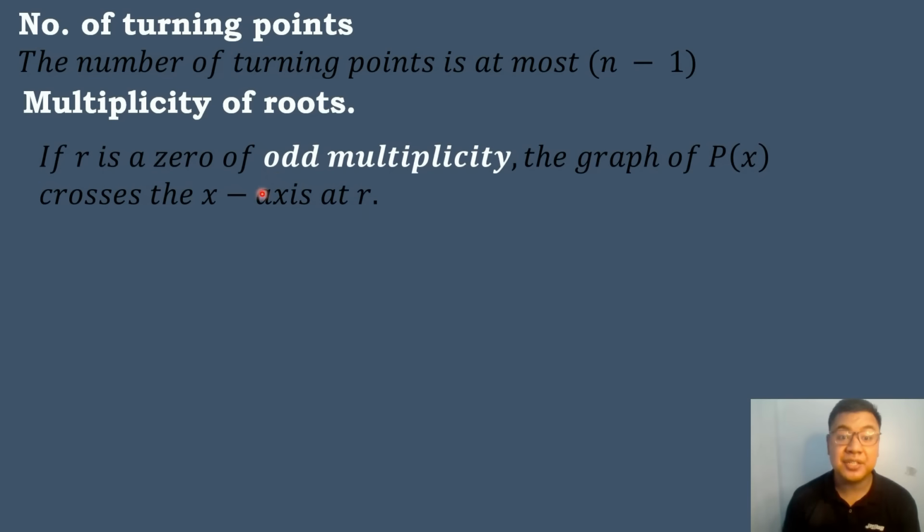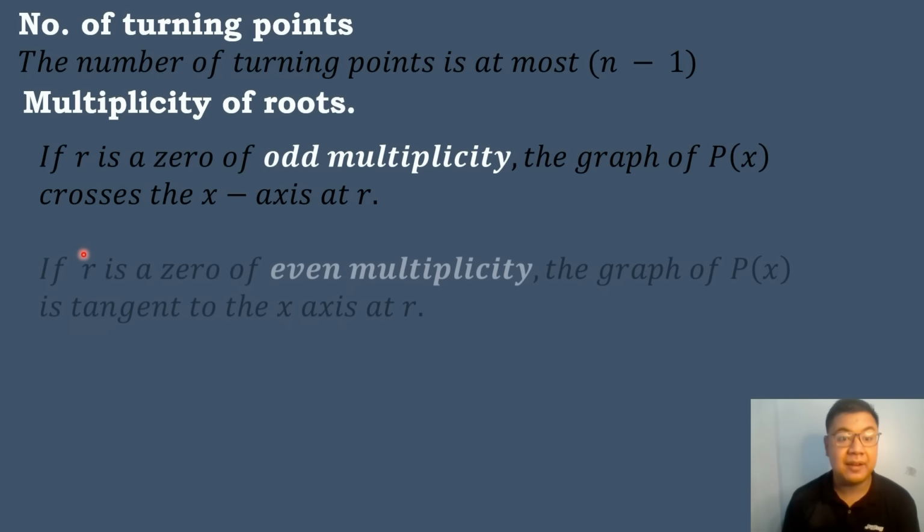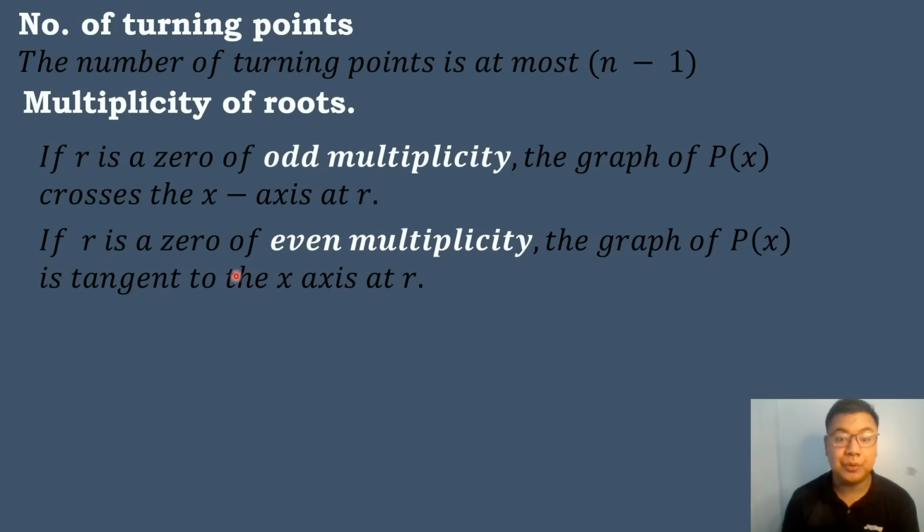If r is a zero of odd multiplicity, the graph of p of x crosses the x-axis at r. And then, if r is a zero of even multiplicity, the graph of p of x is tangent to the x-axis at r. So let's have an example.